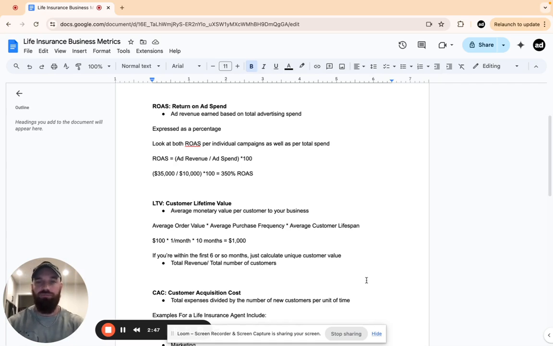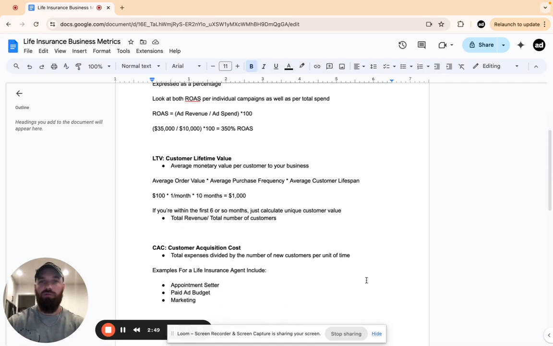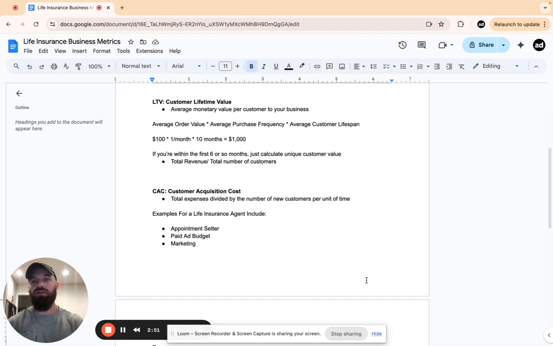Moving on from ROAS, we're going to take a look at two bits of data that we believe here are the lifeblood to your business, and that's going to be LTV and CAC. So starting with LTV, that's going to be the lifetime value of each customer that comes into your business. By definition, that's just the average monetary value per customer to you as an agency owner.